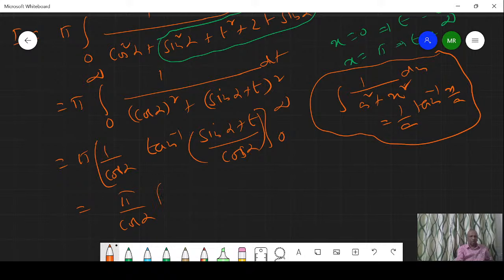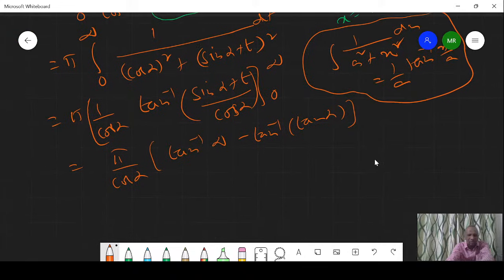Apply the upper limit, tan inverse infinity. How do you get tan inverse infinity? In the place of t, infinity, everything becomes infinity. Tan inverse infinity minus tan inverse of the value at 0: apply 0 in the place of t, sin alpha by cos alpha, which is tan alpha. So tan inverse infinity will be pi by 2.